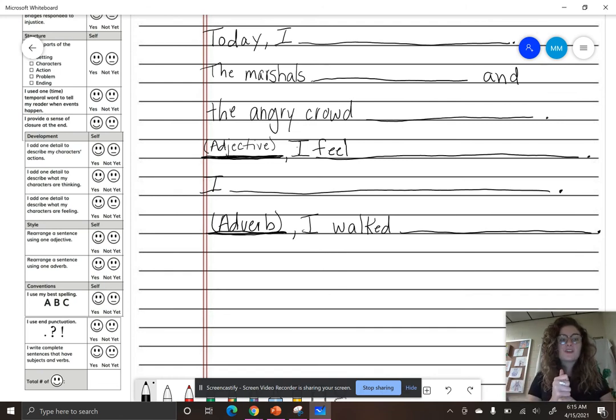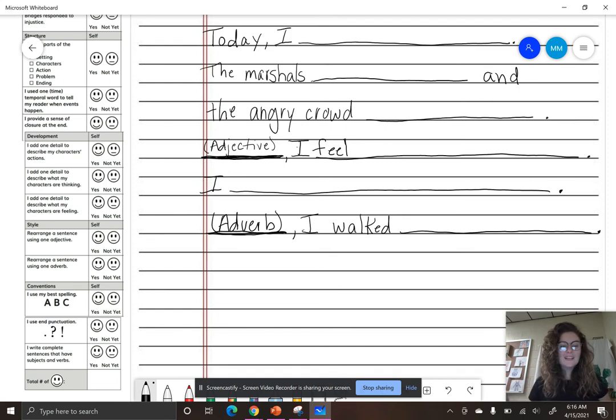Remember, you want to talk about your setting. Where is Ruby, the marshals, and the angry crowd? Your characters, Ruby, the marshals, the angry crowd. What are the actions of those characters? What is the problem? And what is the ending? Remember, you need to tell me what Ruby is thinking and what she is feeling. And your challenge is to rearrange a sentence to start with an adjective and an adverb.